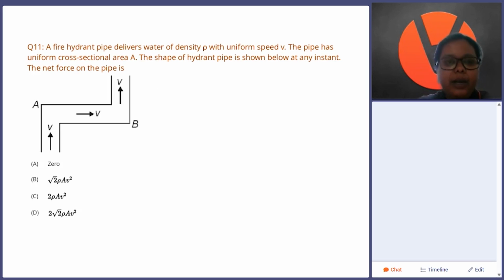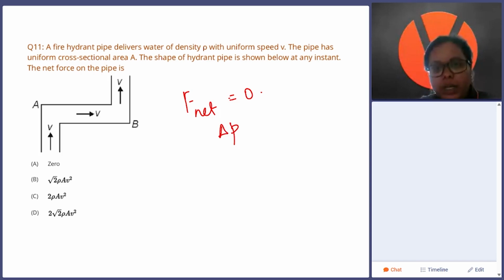A fire hydrant pipe delivers water of density rho with uniform speed v. The pipe has uniform cross-sectional area. Net force on the pipe would be, right? So net force on the pipe would be 0. Why? Because change in linear momentum would be 0, because uniform speed, uniform cross-sectional area. Okay, so it would be 0.